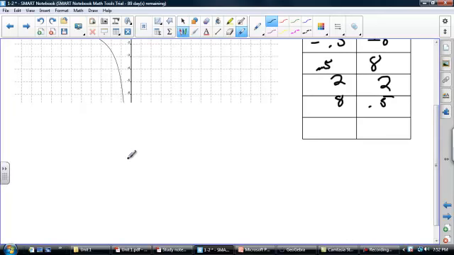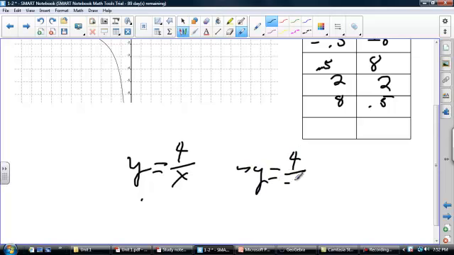Algebraically, we have y equals 4 over x. Now, in place of y and x, I'm going to put in negatives. So I have -y equals 4 over -x. Cleaning this up, because we don't want a negative y out here, we're going to multiply both sides by -1. When I do that, this becomes y equals 4 over x, as the negatives cancel.